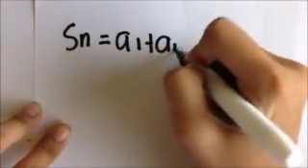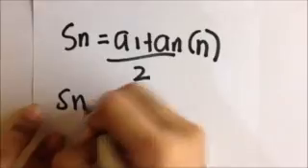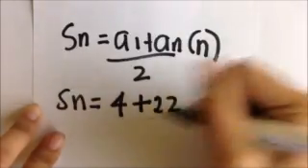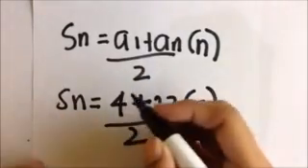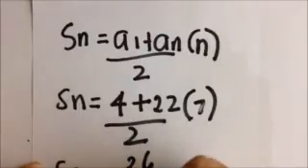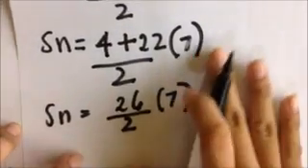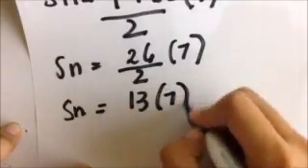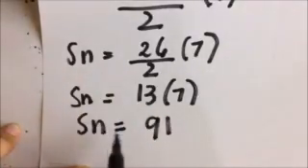Sn is equal to a1 plus an over 2 times n. Sn is equal to the first term, which is 4, plus the seventh term, which is 22, over 2 times n, which is 7. Sn is equal to 26 over 2 times 7. Sn is equal to 13 times 7. The value of Sn is equal to 91. It's the same as our answer.